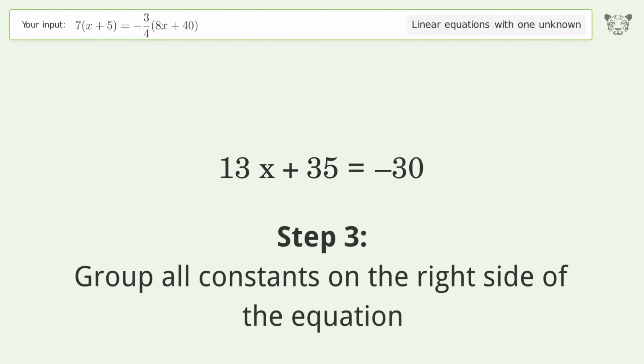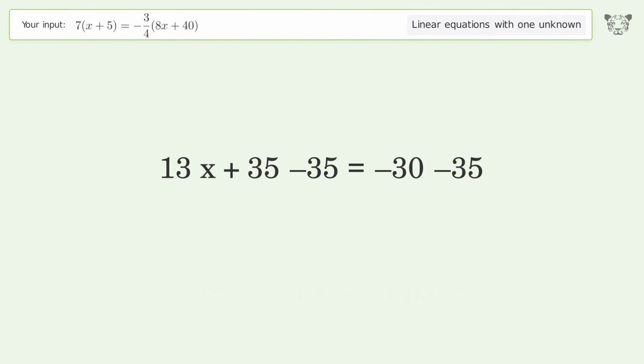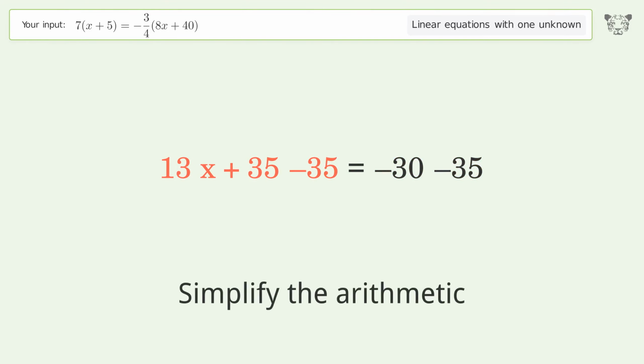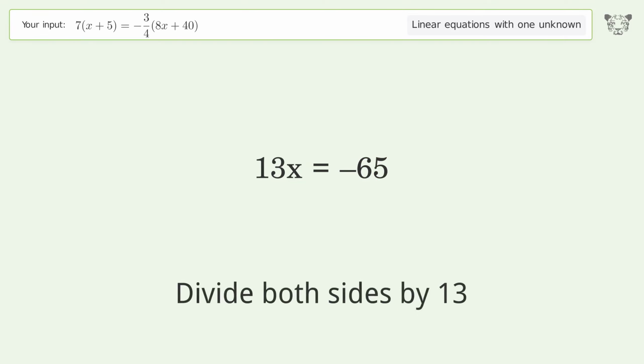Group all constants on the right side of the equation. Subtract 35 from both sides. Simplify the arithmetic. Isolate the x. Divide both sides by 13.